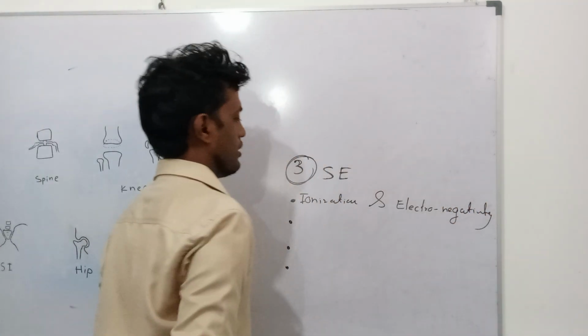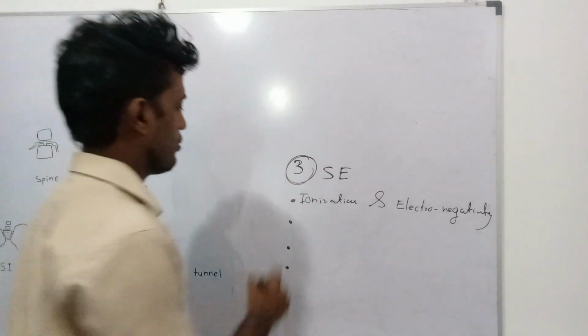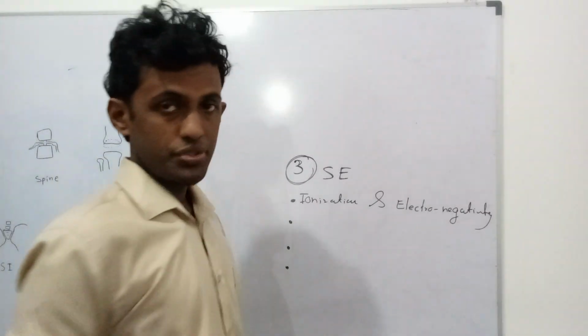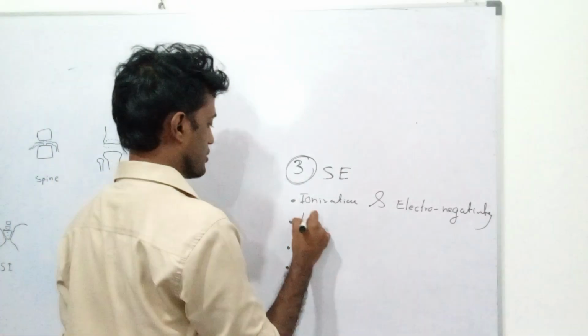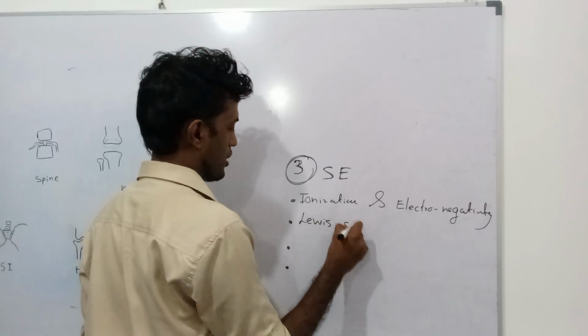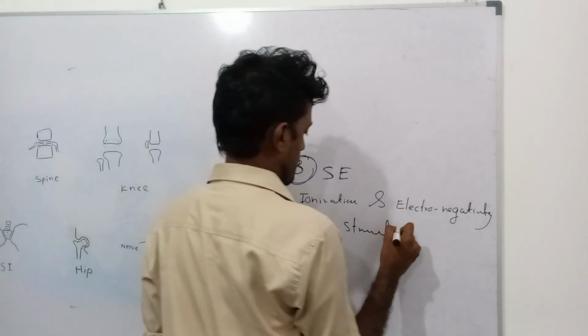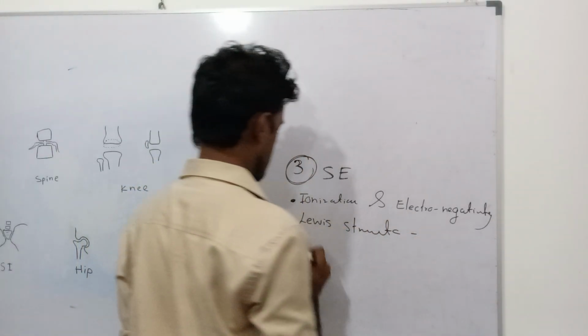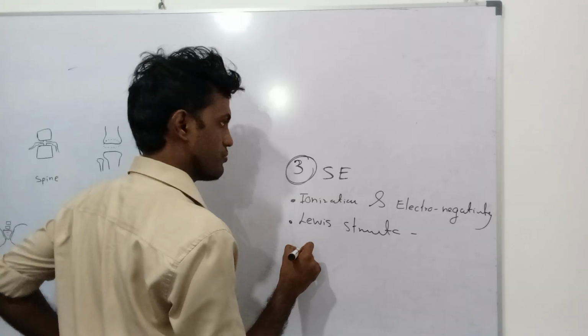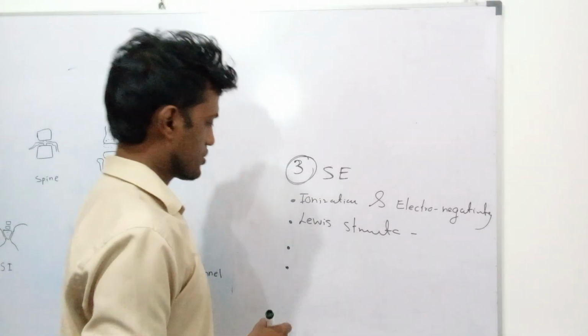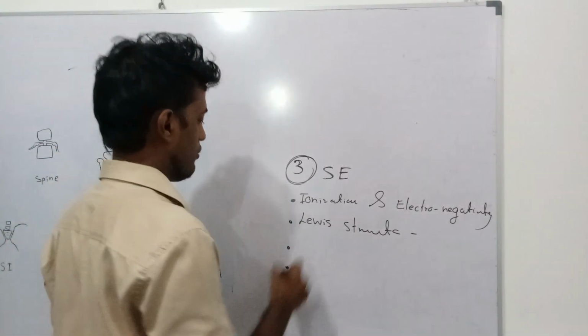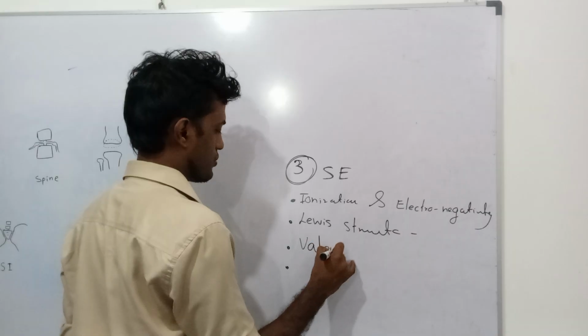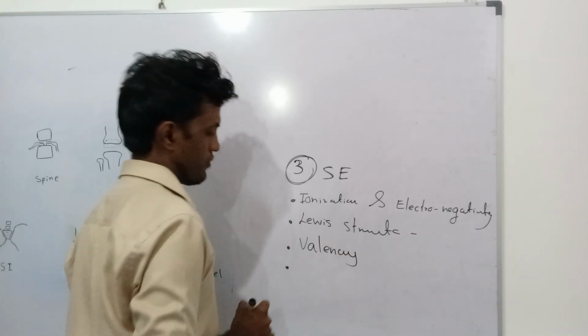Last chance. Ionization and electronegativity, and also Lewis structures. How to draw Lewis structures. Special Lewis structures, something like covalent bonds and ionic bonds we need to discuss, and valency also. I think it is not clear for most of the guys.